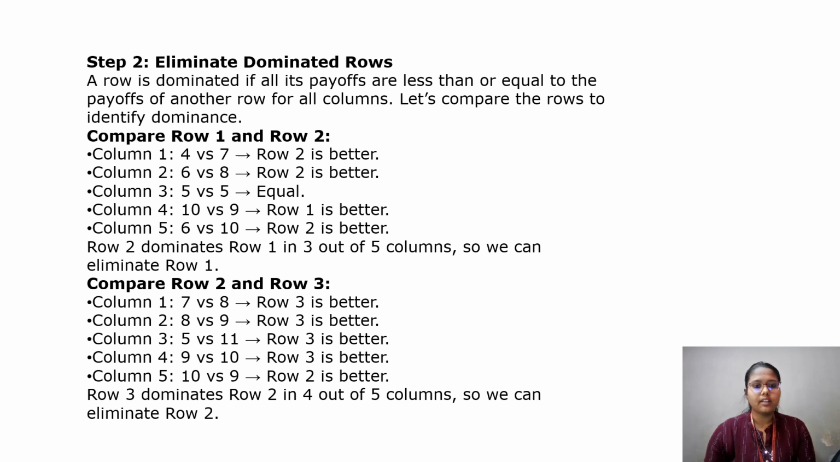Now compare row 2 and row 3. Column 1, 7 versus 8, row 3 is better. Column 2, 8 versus 9, row 3 is better. Column 3, 5 versus 11, row 3 is better. Column 4, 9 versus 10, row 3 is better. Column 5, 10 versus 9, row 2 is better. So we have to think that 7 is less than 8, 8 is less than 9, 5 is less than 11, and give the better option for these. So row 3 dominates row 2 in 4 out of 5 columns. So we can eliminate row 2.